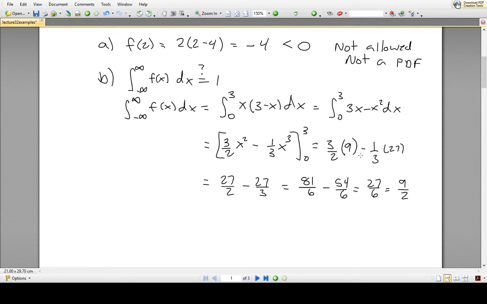Okay, so what this means is that if I integrate my proposed probability density function from negative infinity to infinity, after doing all this calculation, what I end up with is 9 halves. And if it is truly a probability density function, it should be equal to 1. This calculation should have been equal to 1. So this is definitely not equal to 1, so this is not a probability density function.